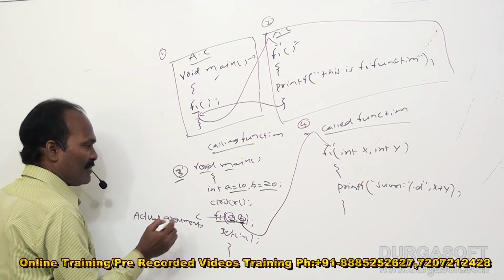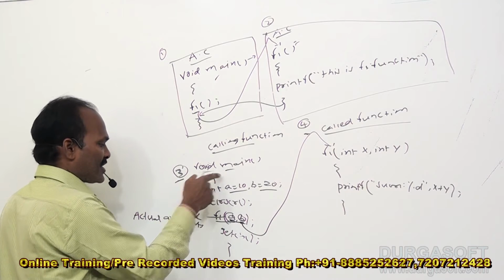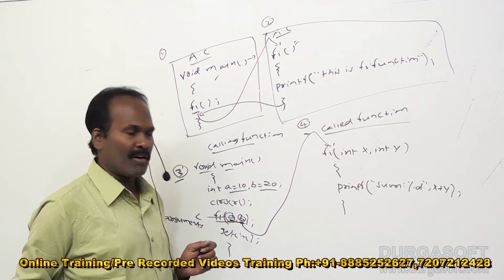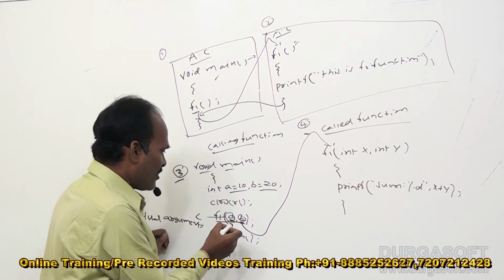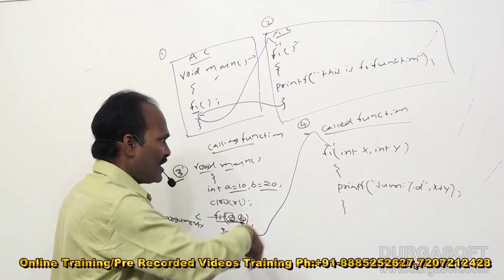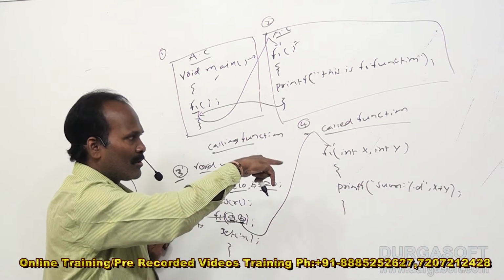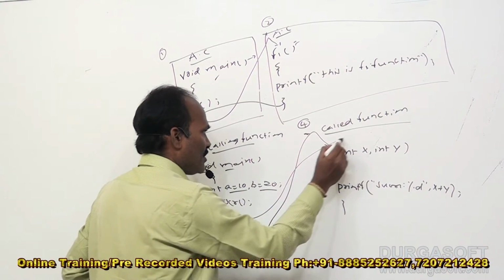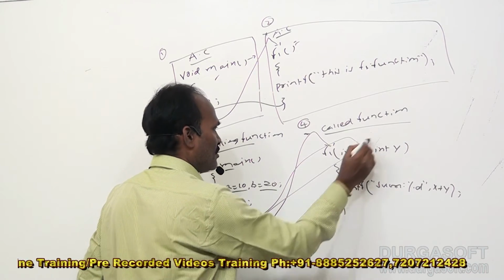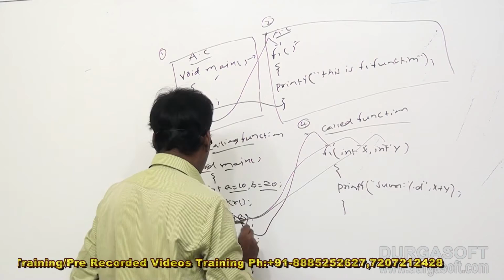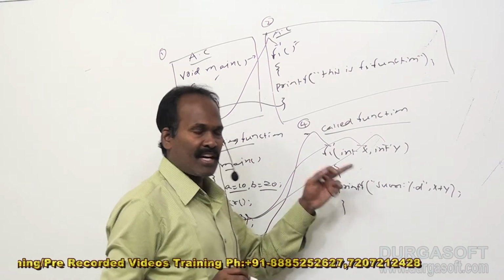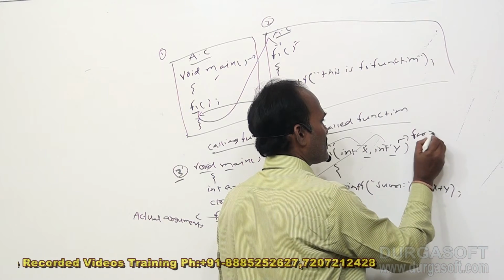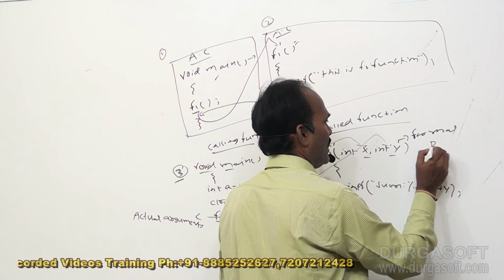That means the variables which are created in the calling function are called actual arguments. When you are passing a, b, there must be some duplicate variables in the called function. So what happens here? The value of a is assigned to x and the value of b is assigned to y. So a and b are actual arguments, and x and y are called formal arguments, formal parameters.